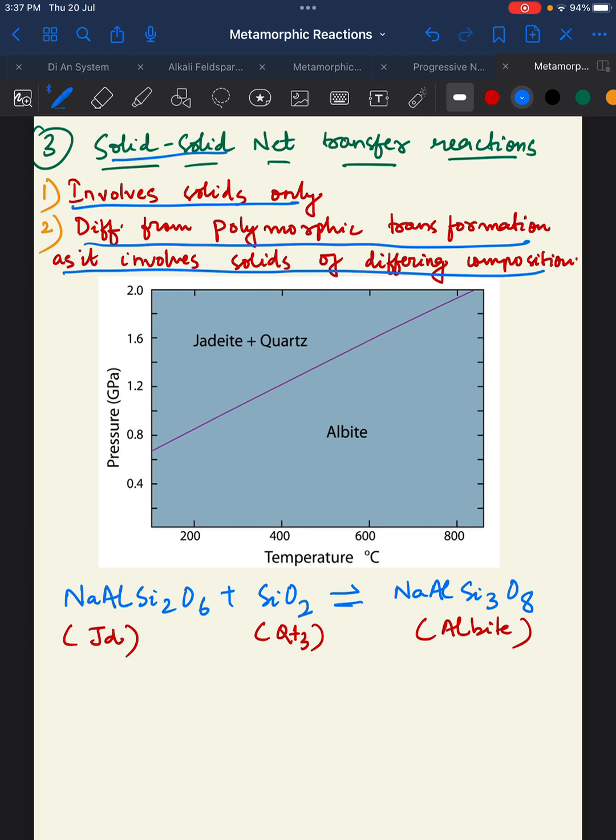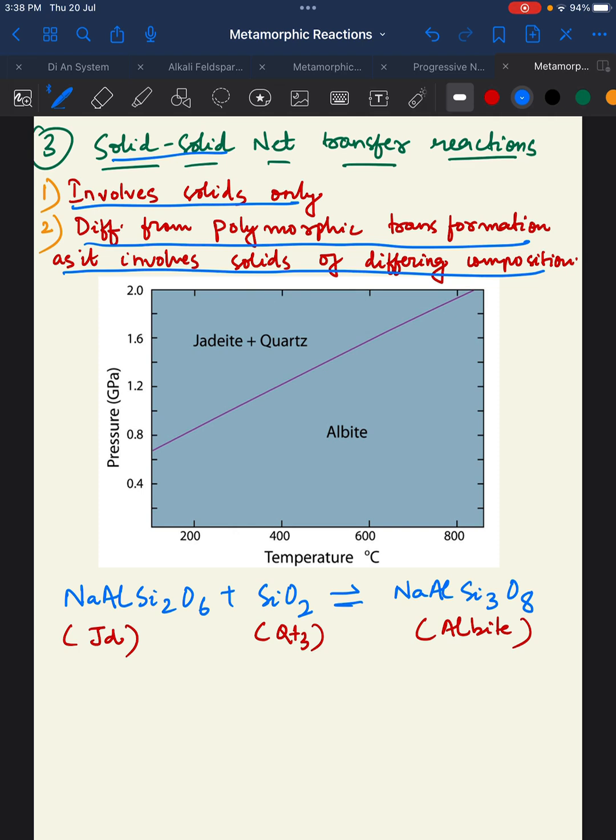In polymorphic transformation we were having either aluminosilicate, that was Al2SiO5, or calcite or aragonite, CaCO3. We were not having any compositions which differed from each other. They were all of the same composition. If it was CaCO3, it was only CaCO3, because both calcite and aragonite have the same composition. Similarly, andalusite, kyanite, sillimanite all have the same composition. But in the case of a solid-solid net transfer reaction, we have solids that differ in composition. They have different compositions.